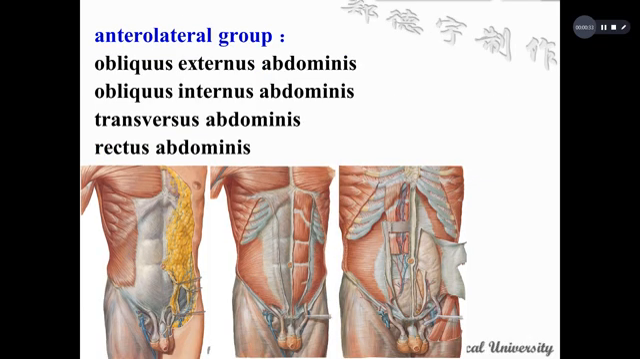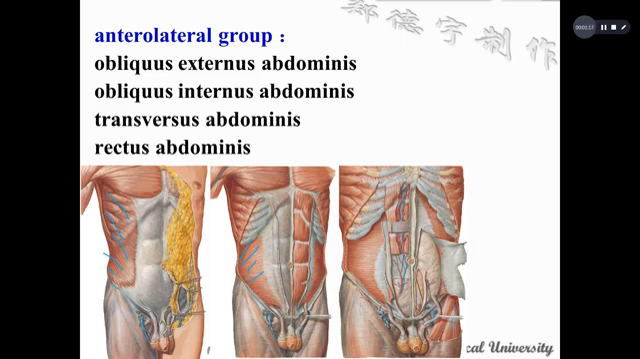The anterior group. First, this one, the obliquus externus abdominis. It arises from the inferior seven ribs, and its fibers run anteriorly, and then insert into the iliac crest, the pubic crest and the pubic tubercle. This is the obliquus externus abdominis. The obliquus internus abdominis is this one.